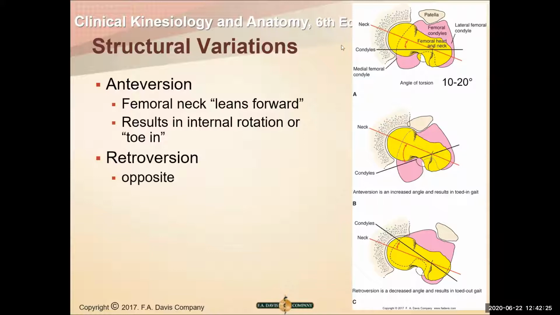So if you're anteverted, the femoral neck is going to lean more forward, a little bit more anteriorly, right? So that is why it's anteverted, leaning forward. When you have that anteversion of your hips, it's going to result all the way down the legs to toe in, where your toes are going to be pointed in when you walk, right?